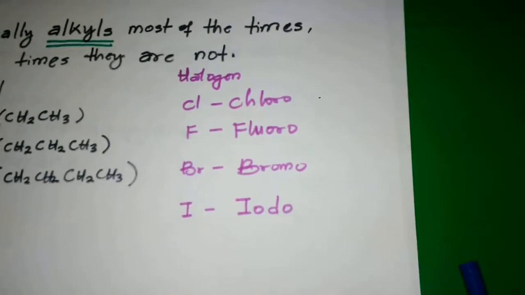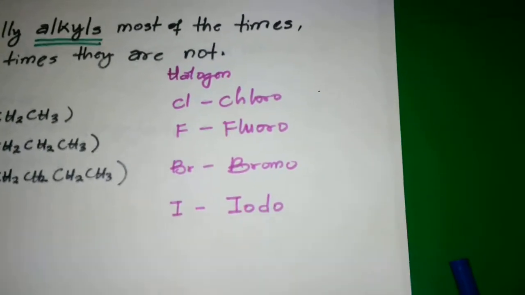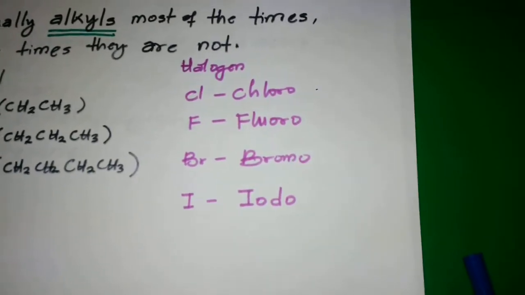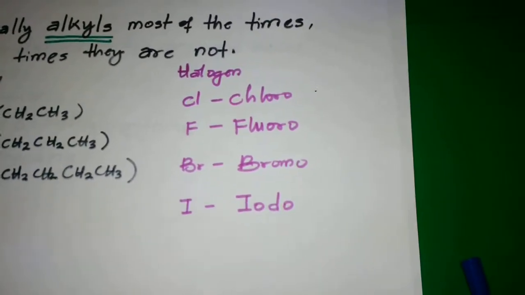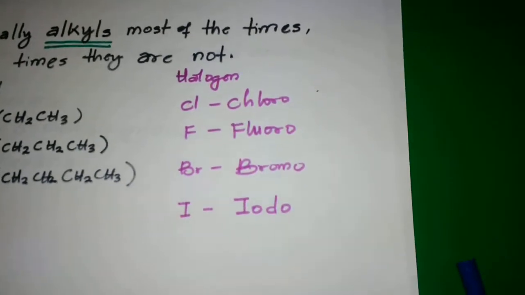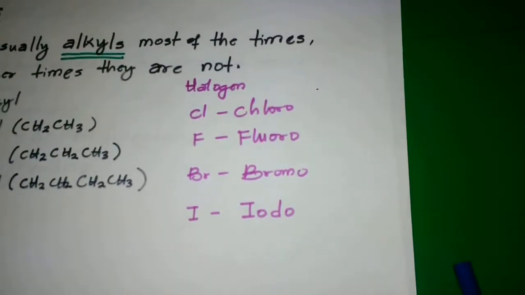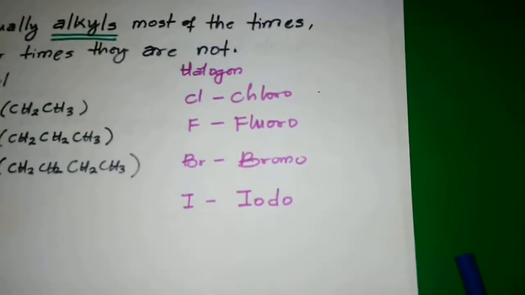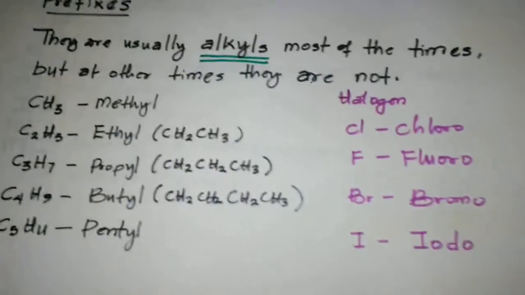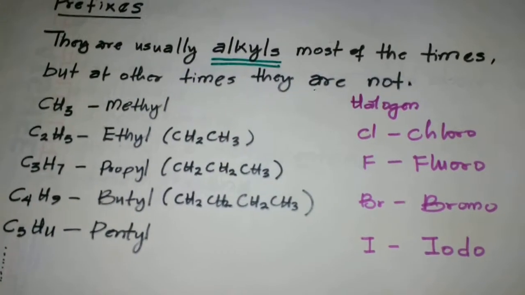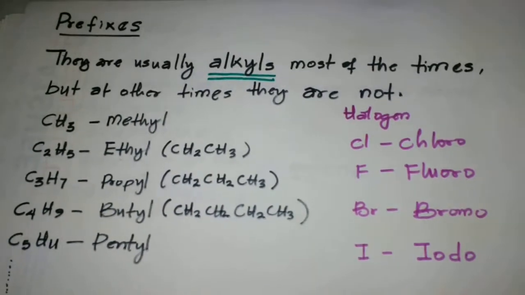Then at other times, the prefixes are halogens, such as Cl, which is chloro, from the element chlorine, F, which is fluoro, from the element fluorine, Br, which is bromo, and I, which is iodo. So, having established that background, let's see what we can do as regards examples.